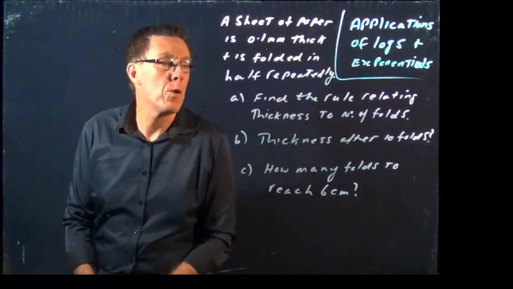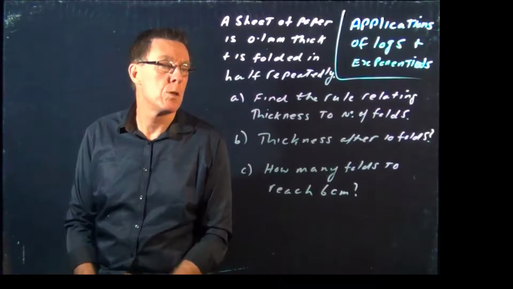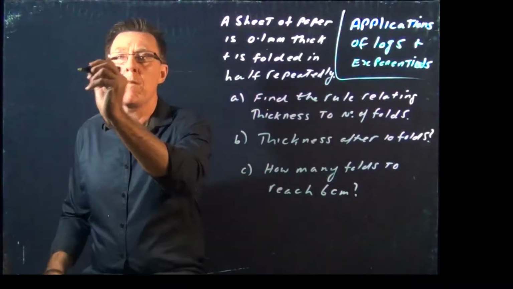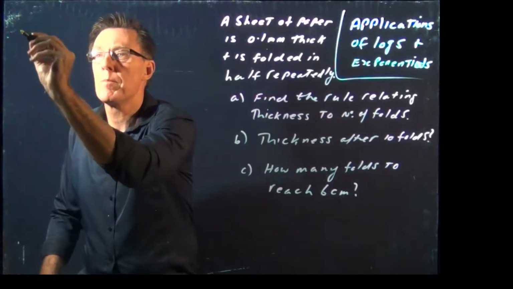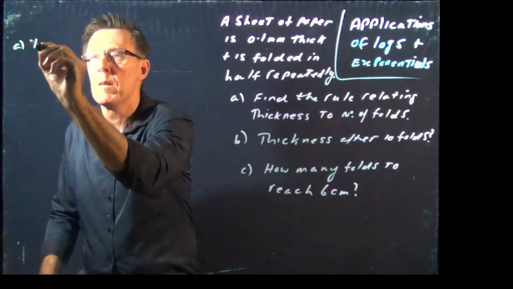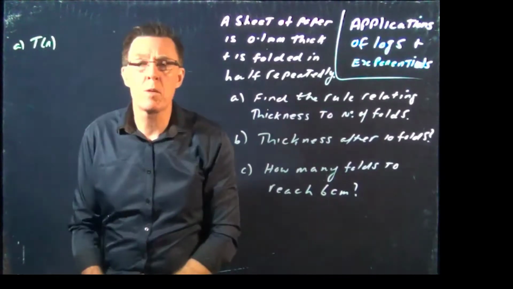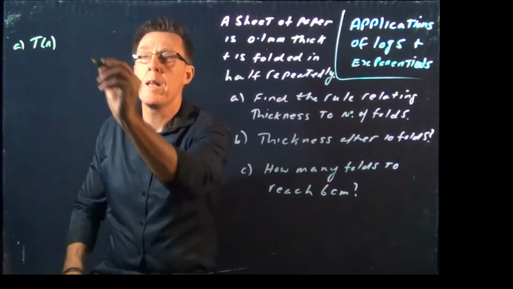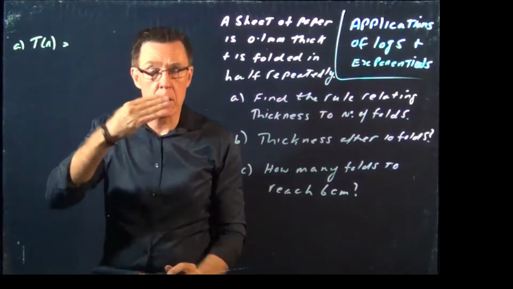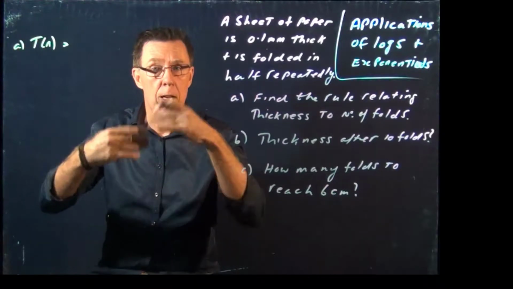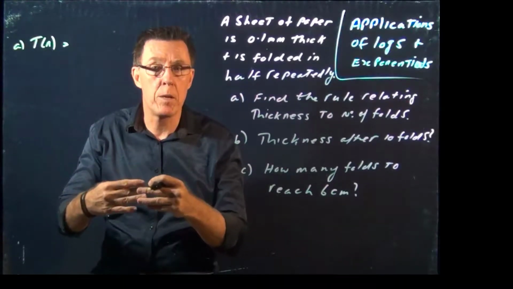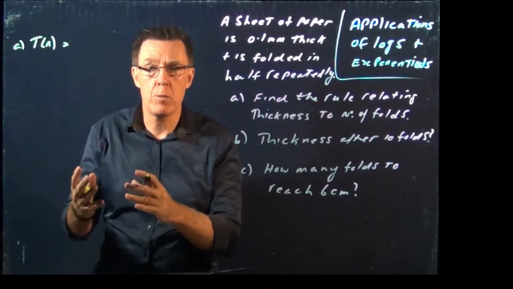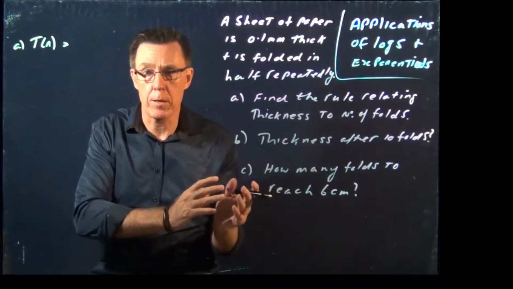Number one, let's find a rule that relates the thickness to the number of folds. So we'll come up with some particular function, some rule for the thickness after a certain number of folds. Now, it's growing exponentially because it's doubling each time. Twice as thick again. It's an exponential growth. Things that grow exponentially always have this particular pattern to them. It's whatever the initial value is multiplied by the growth factor.